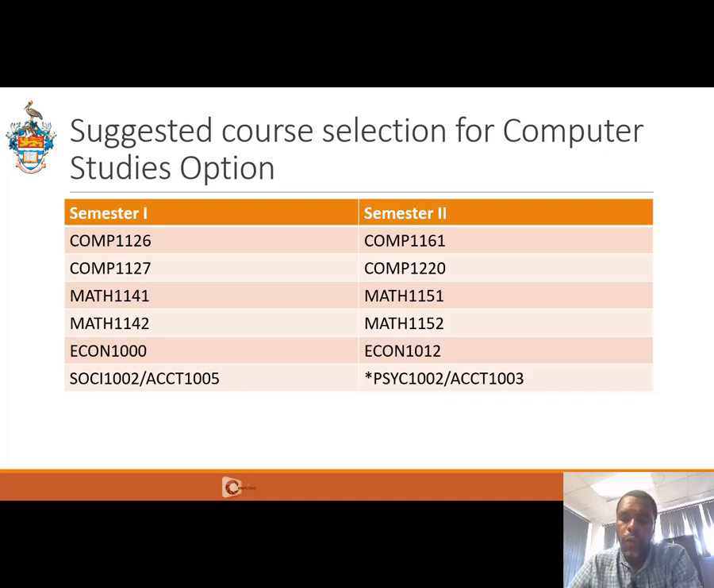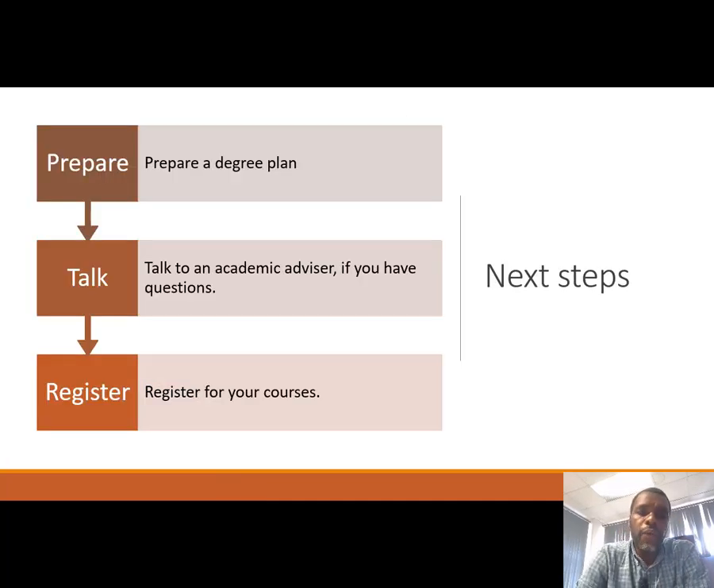So what are the next steps? I would recommend that you prepare a degree plan. Read the handbook, first of all. Know what the requirements are for your chosen major. Prepare a degree plan, then you should actually talk to an academic advisor. Having spoken to an academic advisor, you should then register for your courses.